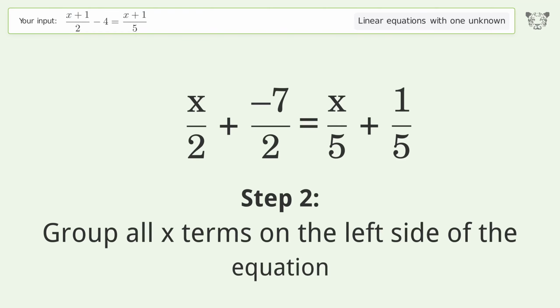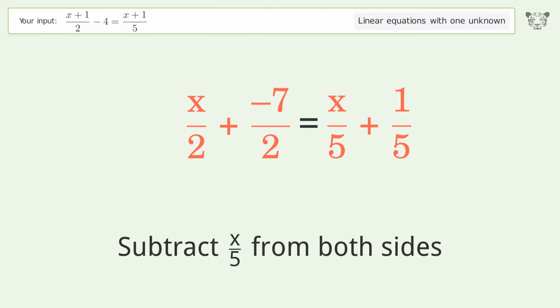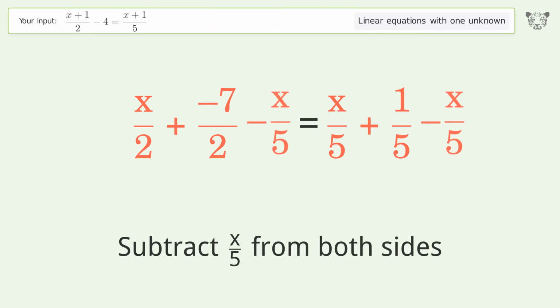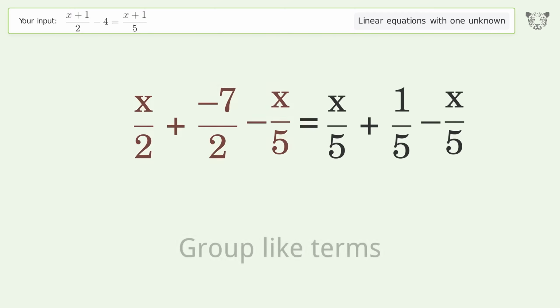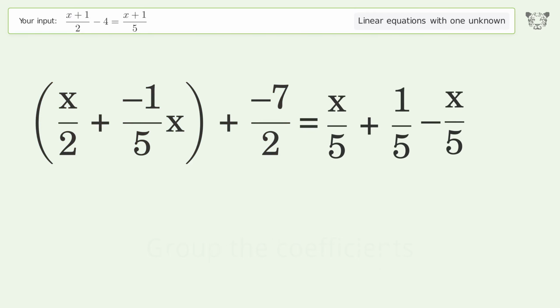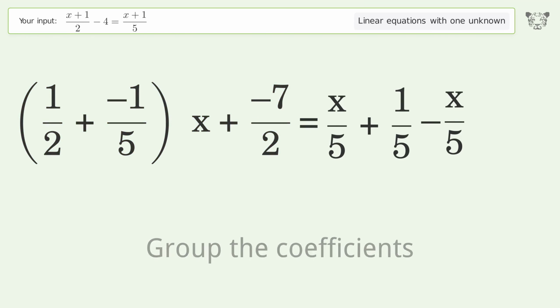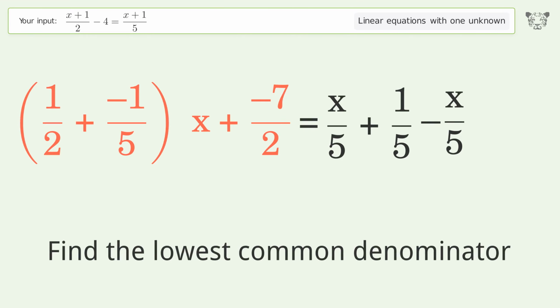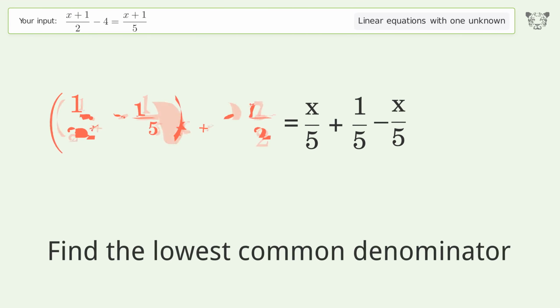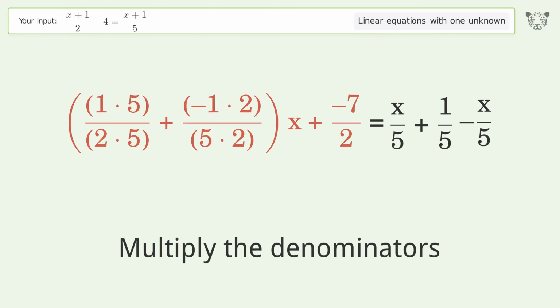Group all x terms on the left side of the equation. Subtract 10/5 from both sides. Group like terms. Group the coefficients. Find the lowest common denominator. Multiply the denominators.